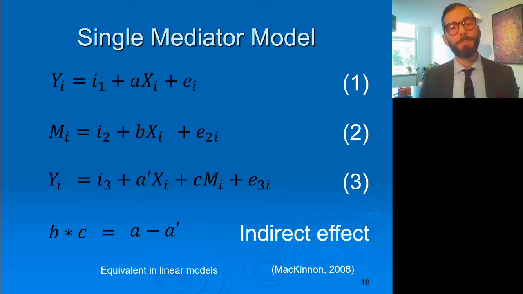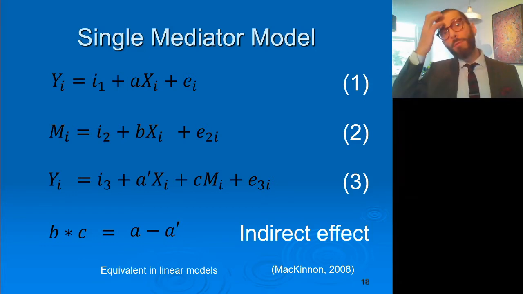plus individual prediction error. The second regression is the effect of X on M. So individual values on M are a function of some intercept, plus the effect B of variable X, plus again individual prediction error. And the final regression that we run is the multiple regression where we predict Y from both X and the mediator M.